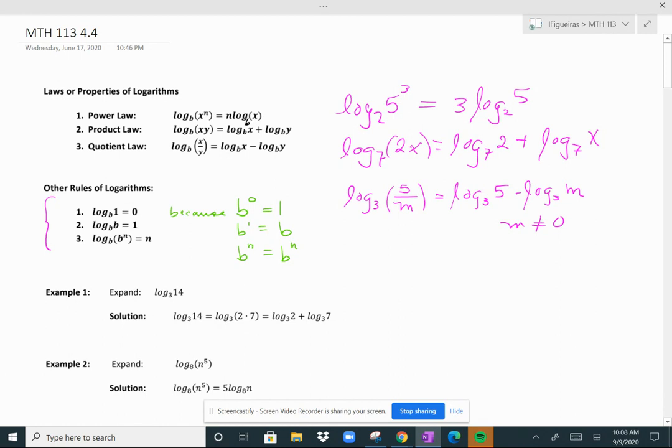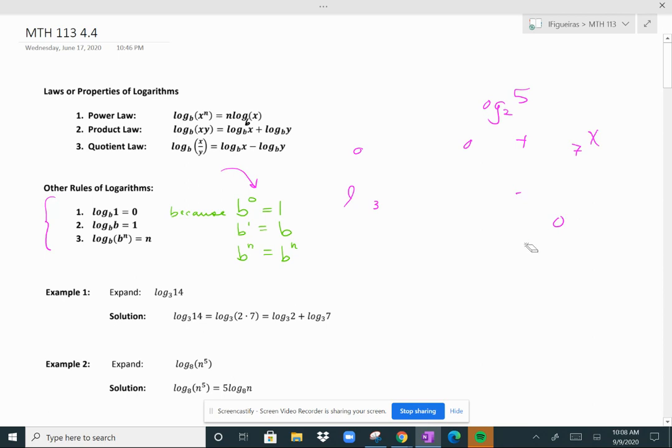First one says log base b of 1 is 0, and that's because b to the 0 power is 1. Remember, every log can get rewritten as an exponential expression, and so understanding them as exponentials makes it a little easier to understand the logarithm.